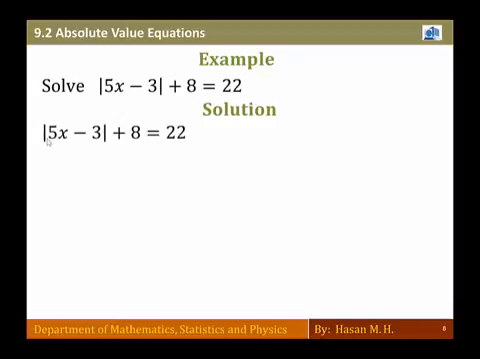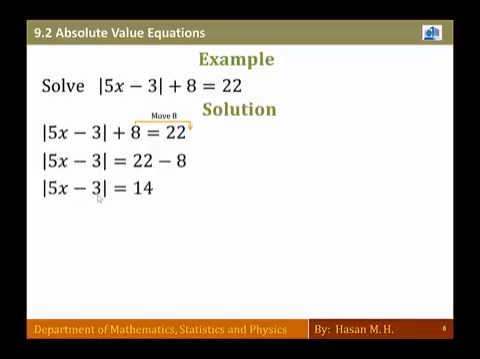To solve the absolute value of 5x minus 3 plus 8 equals 22, move 8 to the other side of the equal sign. We will have the absolute value of 5x minus 3 equals 22 minus 8. 22 minus 8 is 14. We will have the absolute value of 5x minus 3 equals 14.